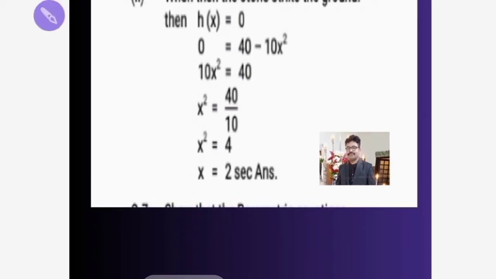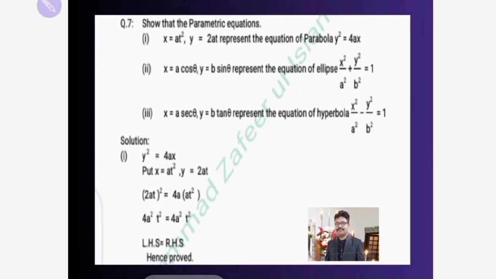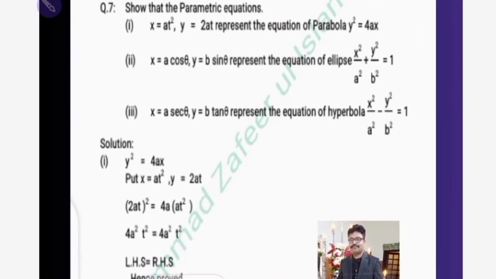Now the next part is question number 7. Show that the parametric equations x is equal to at square and y is equal to 2at represent the parabola. So first of all, I will tell you the parametric equations.